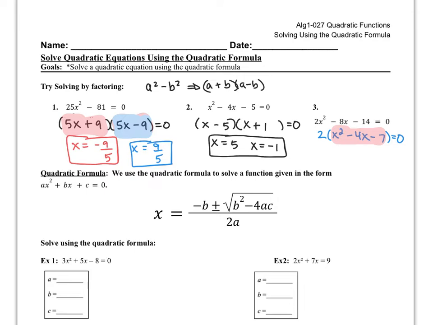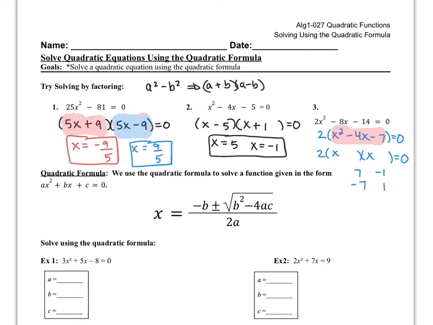Now I'm trying to factor what's inside the parentheses using traditional factoring. So I would like to find the factors of negative 7 that add to negative 4. And unfortunately, the only numbers that I can think of that multiply to get negative 7 are 7 and negative 1, or negative 7 and positive 1.